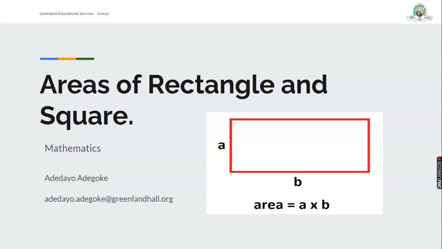Our subject for today is mathematics, and our topic today is areas of rectangle and square. Areas of rectangle and square. That's what we want to look at today.